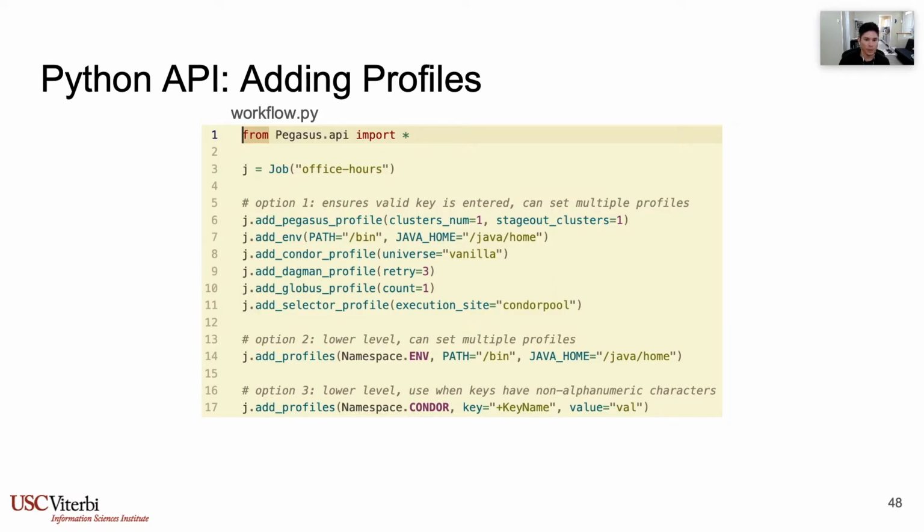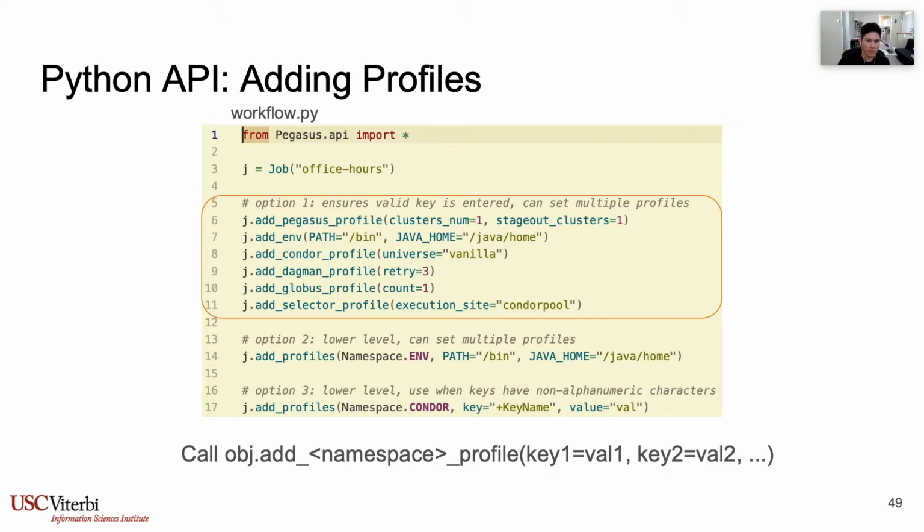Now in the new API, we've refactored this a bit, and there are some higher level functions that you can use to add profiles. So the first way is that you can call a job, or whatever object to which you can add a profile, dot add underscore the namespace of the profile underscore profile, and you pass in key value pairs, which specify the keys and the values for those profiles which you want to add. And you can pass in multiple keys and values. If you want to set multiple Pegasus profiles, you would do it just like this.